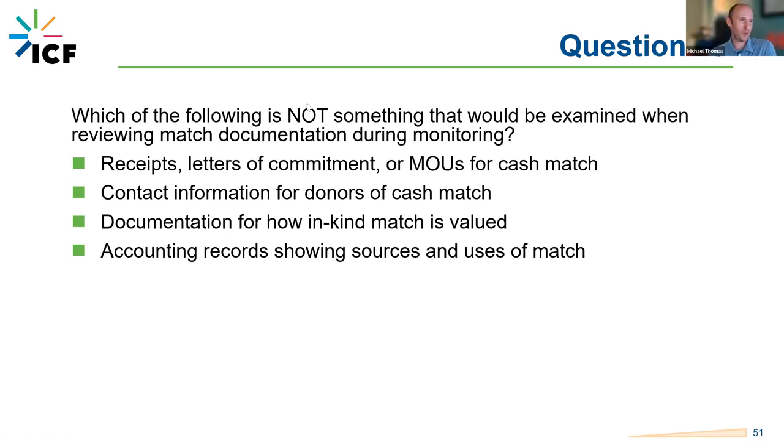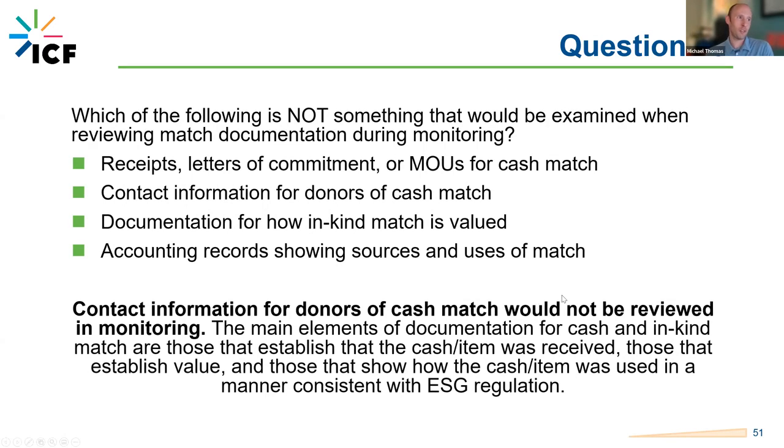So let's take a look at the correct answer. The answer is contact information. Contact information for donors of cash match would not be reviewed in monitoring. The main elements of documentation for cash and in-kind match are those that establish that the cash or item was received, those that establish the value of it, which is very simple with cash because it's money, but with in-kind, you have to establish value in other ways.